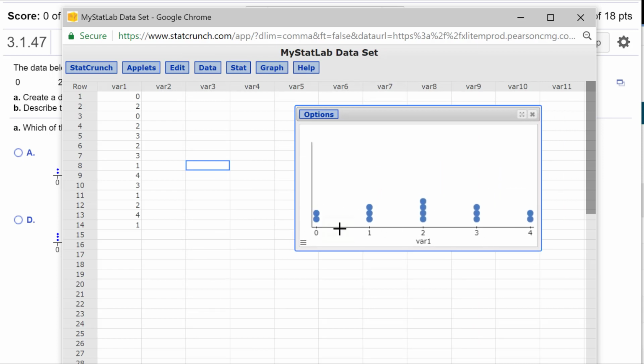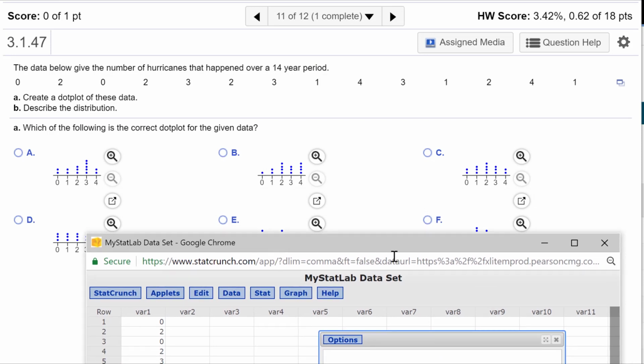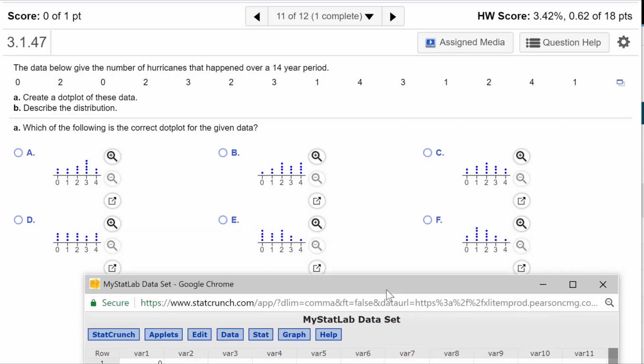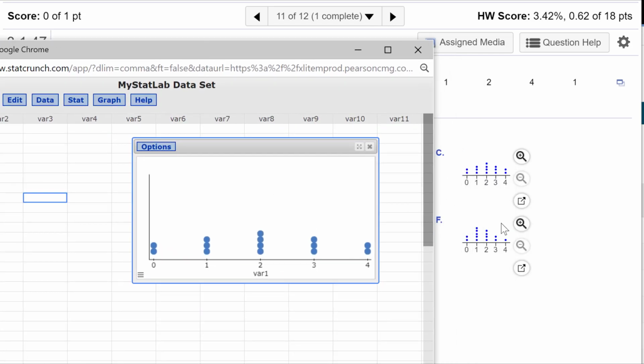And we got 2 at 0. We got 3 at 1. So for three different years, we had just one hurricane and so on. So 2 hurricanes, 3 hurricanes, 4 hurricanes, and so on. So let's see which one that matches up with. This is actually sometimes harder for me than creating the dot plot, right? So looks like C. If I'm matching it up correctly, does that look right? Looks right to me.